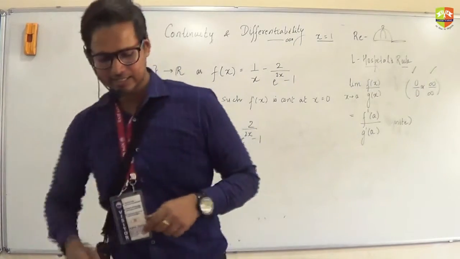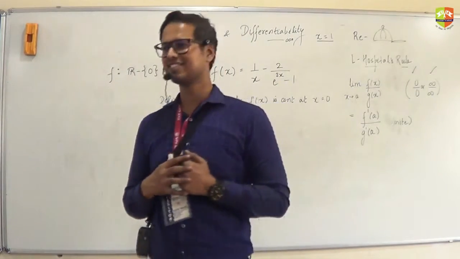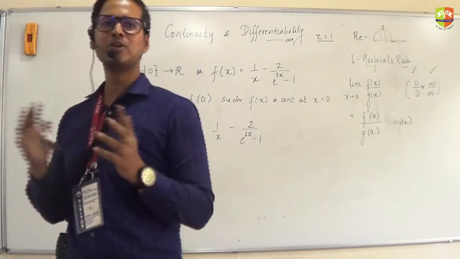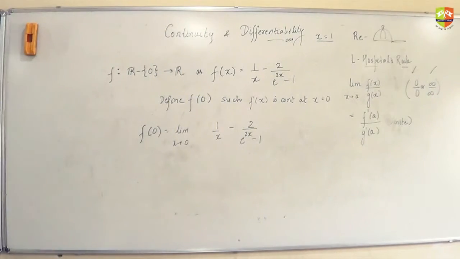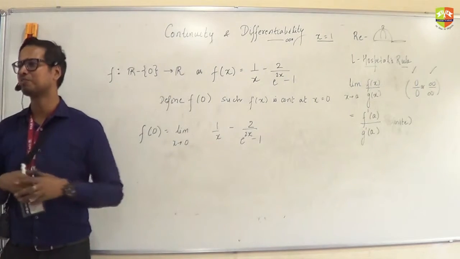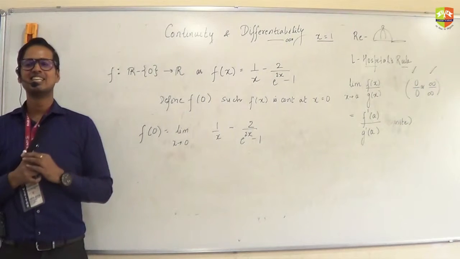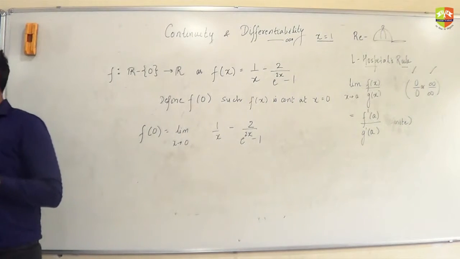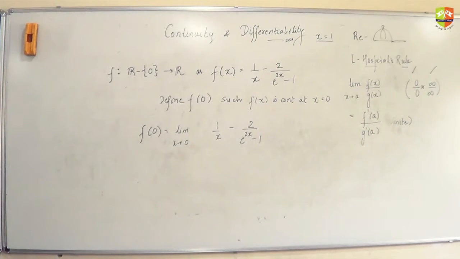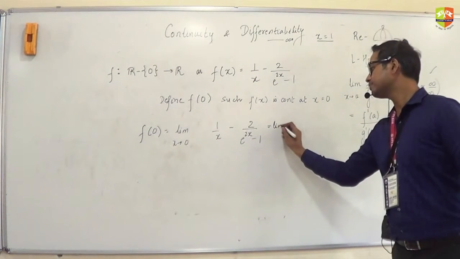See, an indeterminate form is like a disease, right? You know a medicine for one disease. So you convert a disease to another, for which you have the medicine, and then it is solved. For example, let's say you have malaria, and I know the medicine for dengue. What I do is convert your malaria to dengue. So first of all, you have to take LCM.